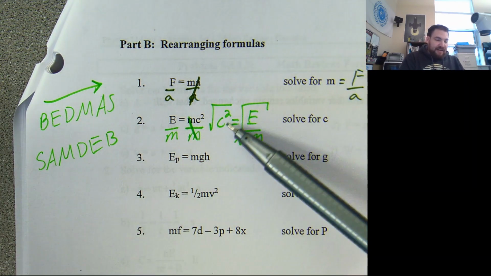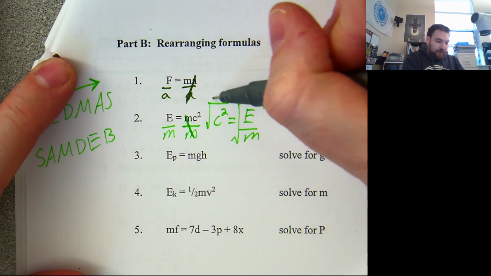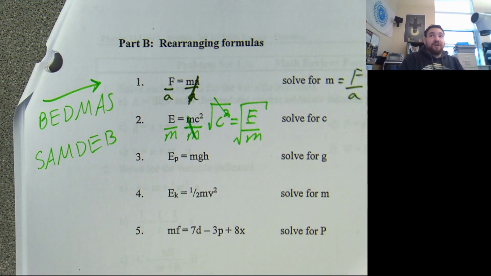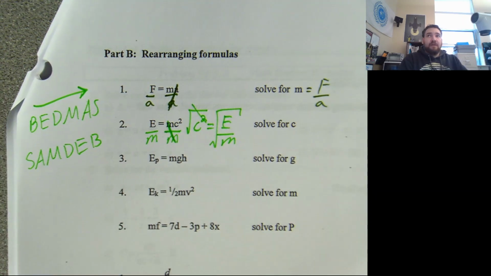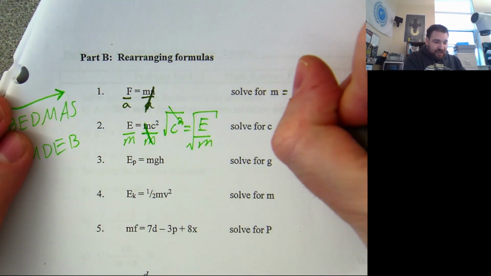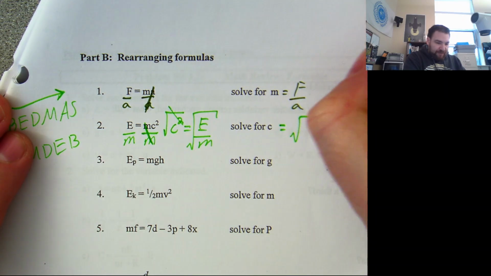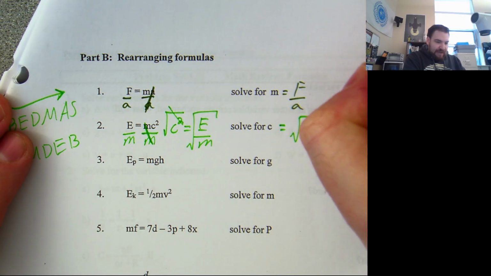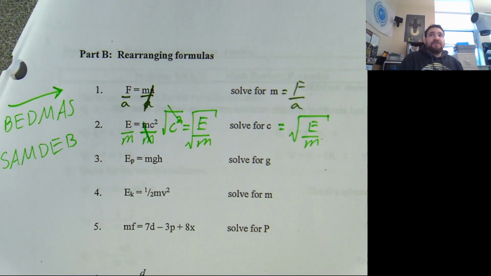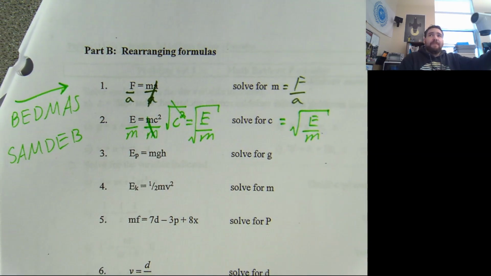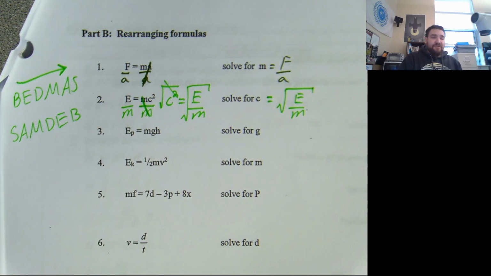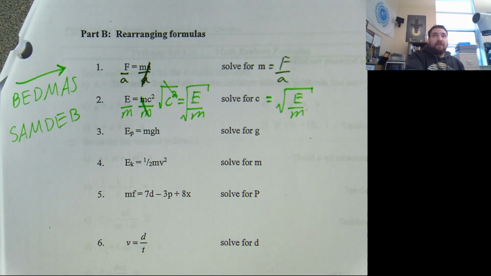On this left-hand side here, the C squared, the square and the square root cancel. Those are opposite or inverse operations. So C then is just going to equal the square root of E over M. And it looks a little gross, just because there's no numbers to clean it up with.